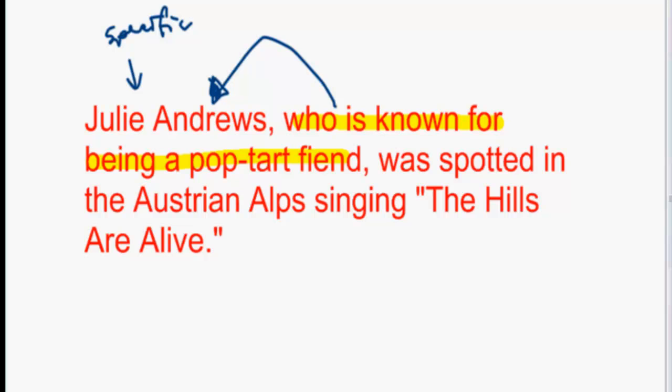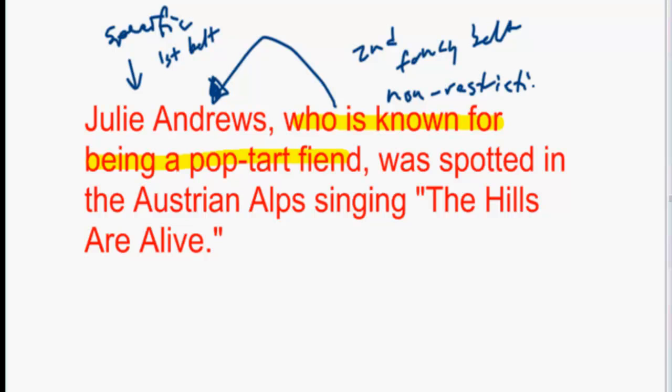Okay, so since we have something specific, this who is known for being a Pop-Tart fiend, it's kind of like the second fancy belt on the clown. So this is like a first belt. Julie Andrews already has a first belt. That meaning has already been restricted. So since it's a second fancy belt, it is not restrictive. And again, the reason is that if it's already been restricted, you put something else that's restrictive on top of it, and it's not any more restrictive.